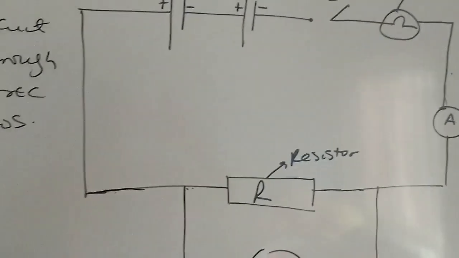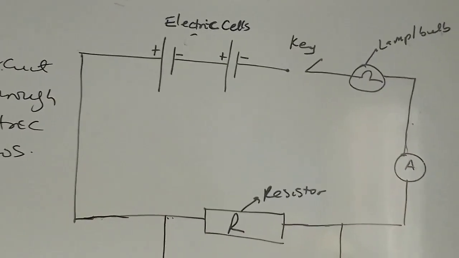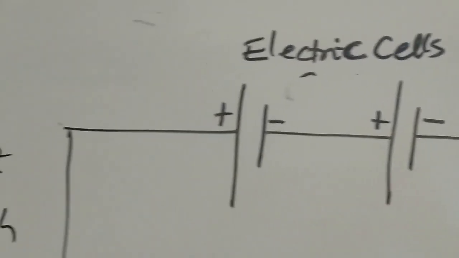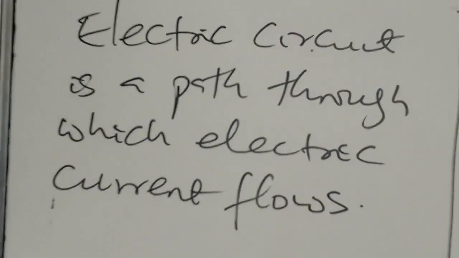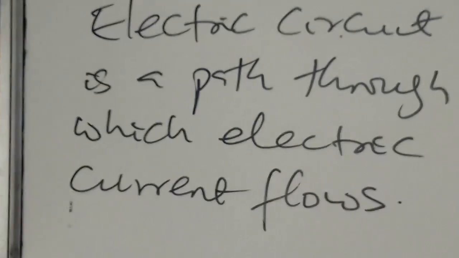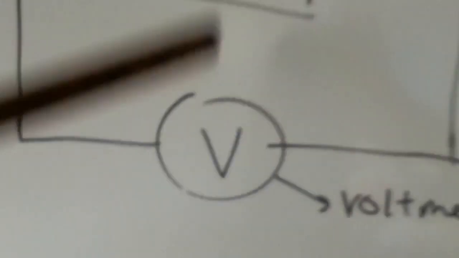So this diagram here represents electric circuit. Electric circuit is a path through which electric current flows. And the diagram on the board represents a circuit which consists of electric cells, the key, the lamp, the ammeter, the resistor, and the voltmeter. Then these lines stand for the conducting wire.